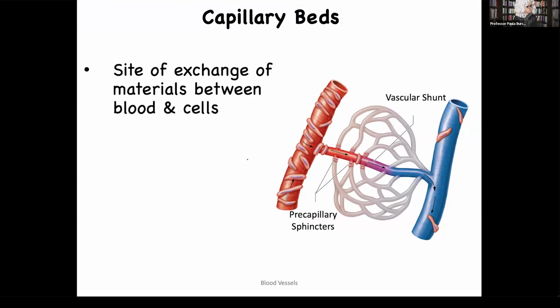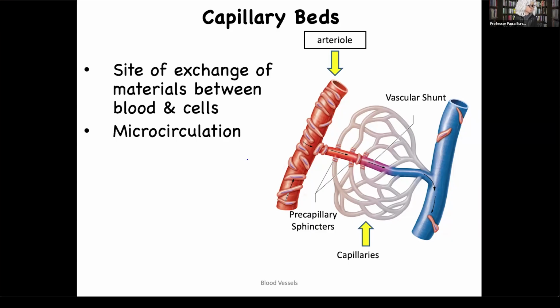Blood flow through the capillaries is called microcirculation. Micro because these blood vessels are microscopic. In this illustration, you can see the capillaries in gray. Capillaries are fed by terminal arterioles and drained by postcapillary venules.